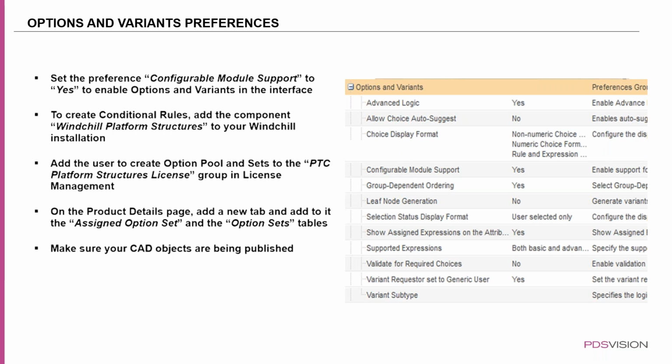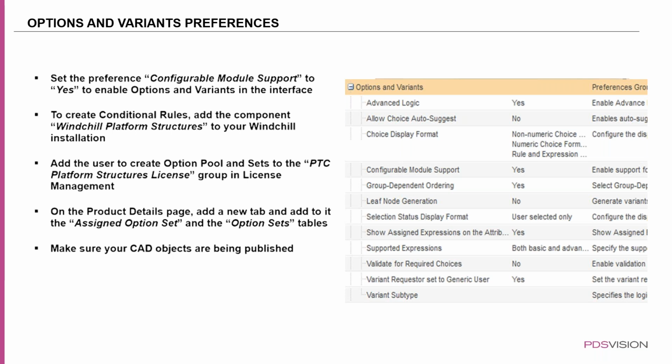Out of the box with every Windchill implementation, the options and variants are not turned on, so you won't be able to use them until you set a preference in Windchill to enable this. It's just a preference that you set to yes, to allow you to have configurable modules in Windchill. And if you need to create things like conditional rules, we'll get to the rules when we start the demonstration, there is a component that you need to install as part of your Windchill installation. But if you miss that, it can still be installed later on as an additional part.